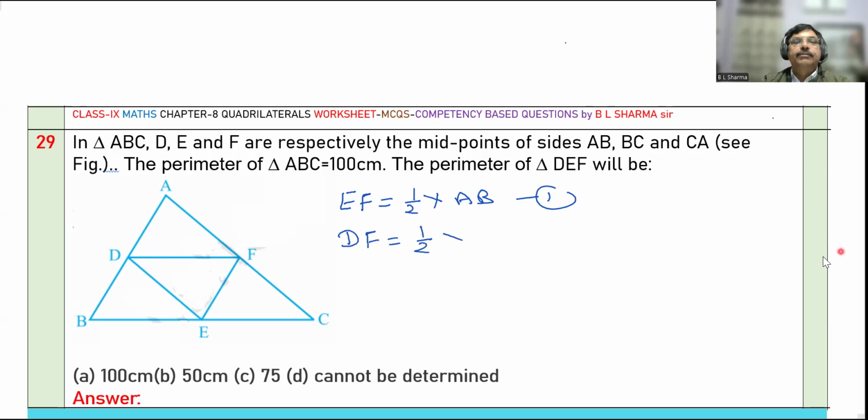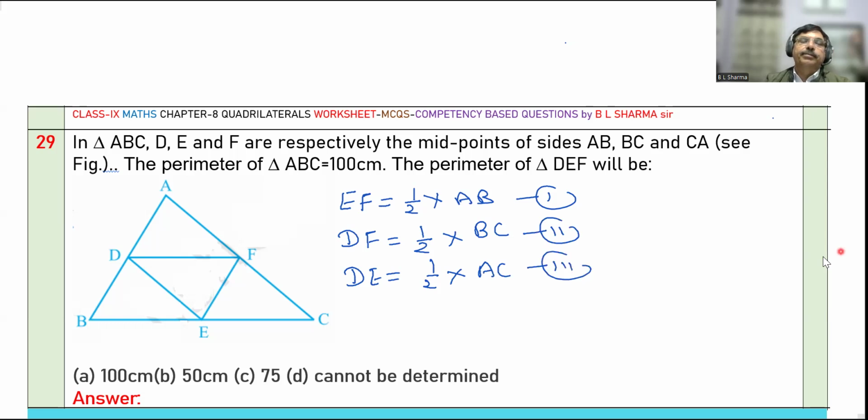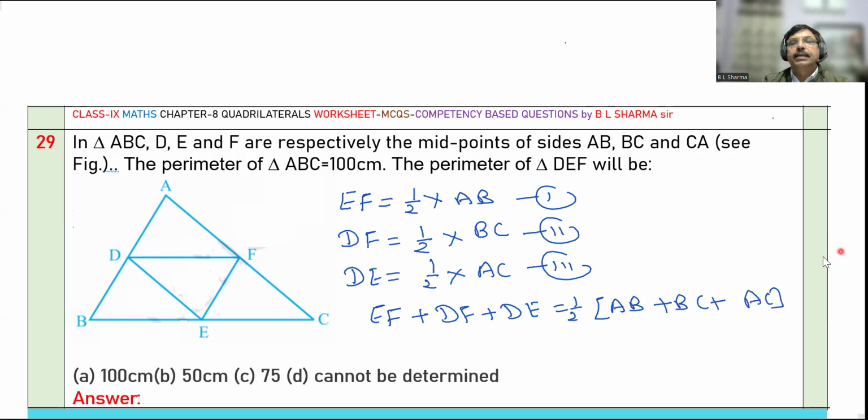Similarly, DF is half of BC, and DE is half of AC by midpoint theorem. Add these three. EF plus DF plus DE, taking the right hand side, taking 1 upon 2 common. So 1 by 2 into AB plus BC plus AC.